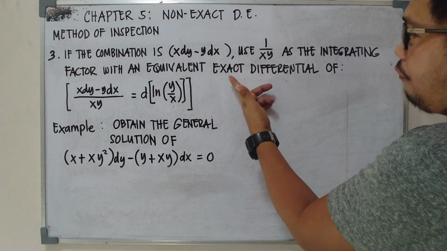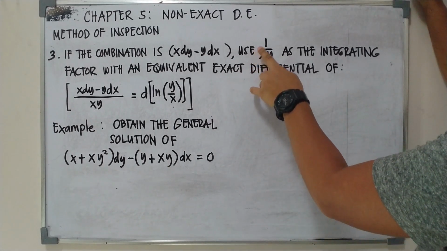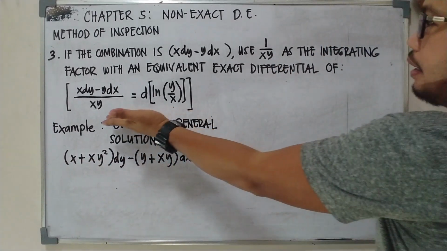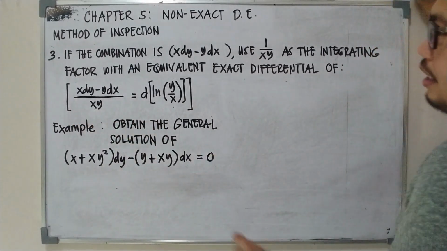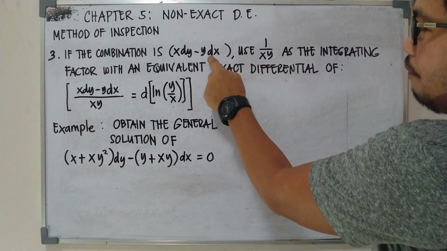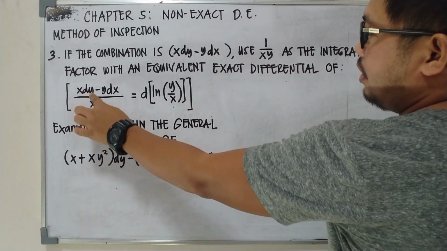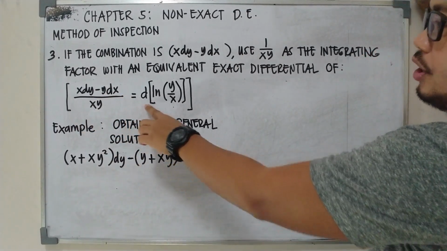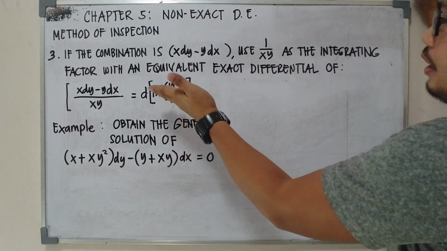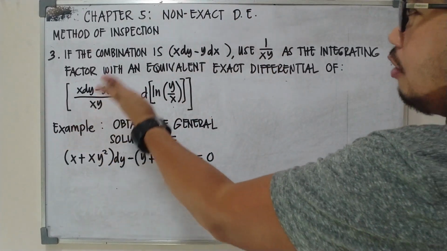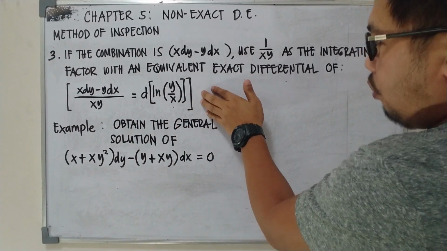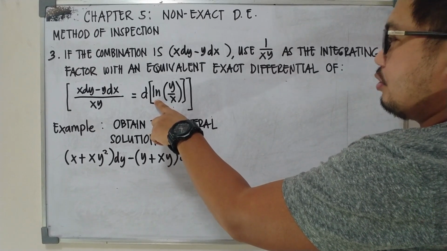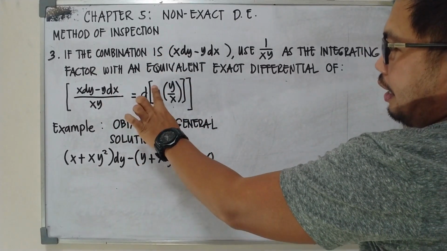So, here, if you will choose yung 1 over xy, kasi yun ang nakikita mo mas madaling gamitin doon sa equation, magkakaroon tayo ng ganitong equation. Okay? So, upon multiplying integrating factor dito sa combination na to, we will have this equation: x dy minus y dx over xy, and this is equivalent to the differential of ln y over x. So, the difference ng combination 1 mo sa combination 3 mo dito, meron siyang logarithmic function, ln, natural log. Doon sa combination 1, wala siyang natural log.